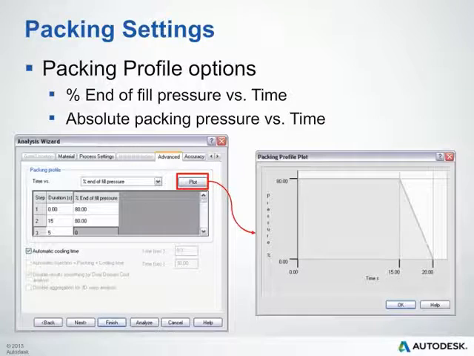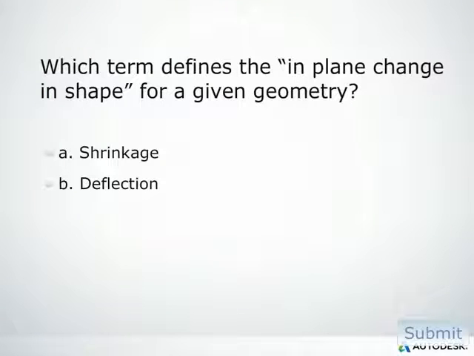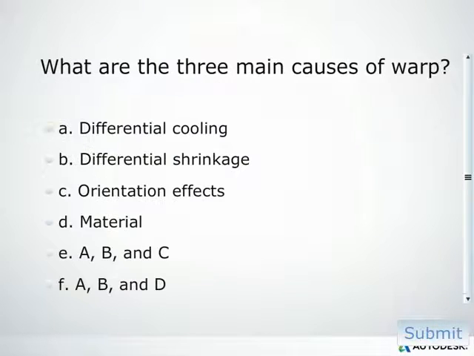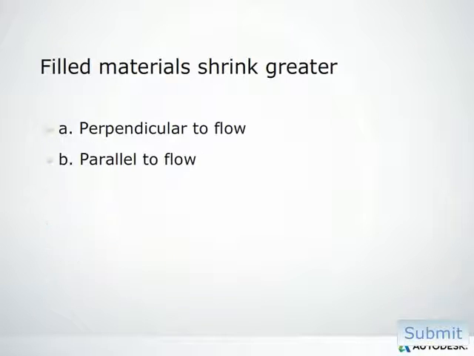Just to confirm, which term defines the in-plane change in shape for a given geometry? Which term defines the out-of-plane change in shape for a given geometry? What are the three main causes for warp? Filled materials shrink greater in which direction?